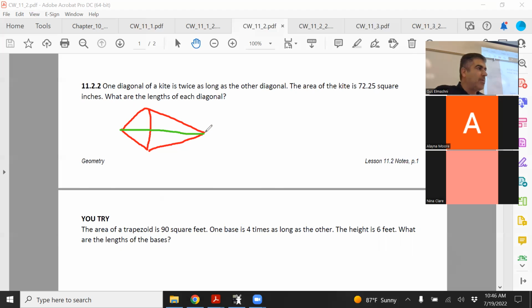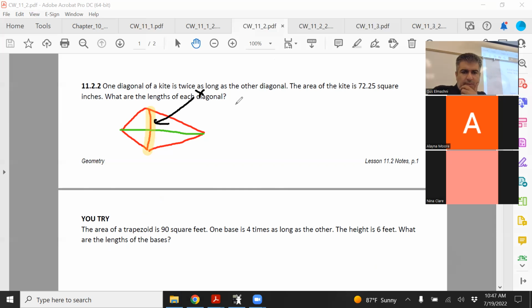Do I know the length of either diagonal? No. So I'm going to call this first one here. Actually, that's kind of confusing. Let me highlight it. Okay, that's much better. And maybe let's use black. Okay, so that I'm going to call X. I don't know what it is. Give it a variable.